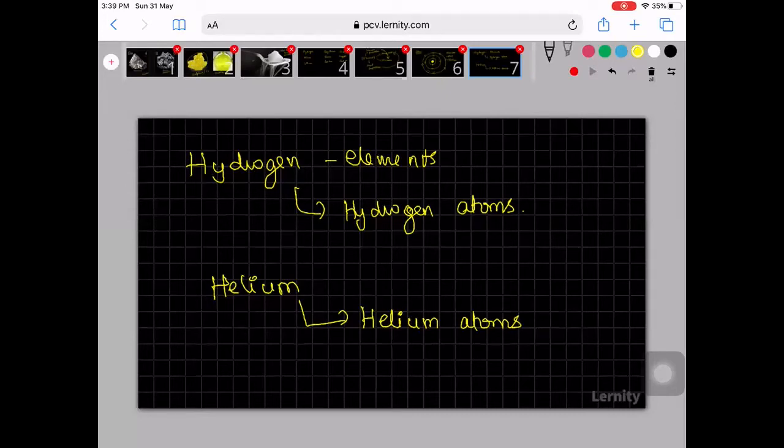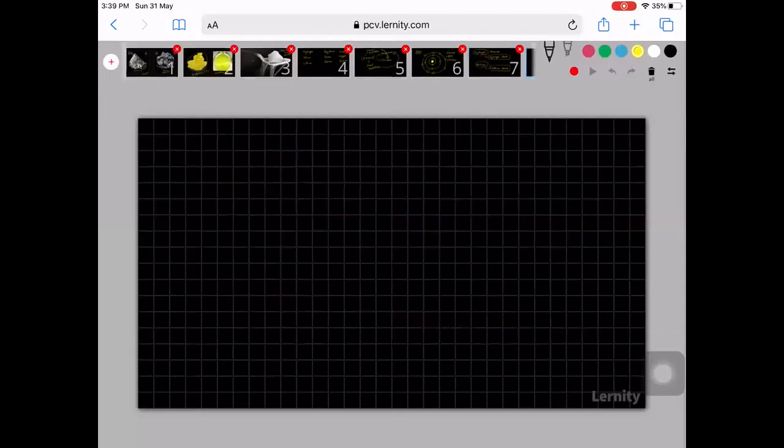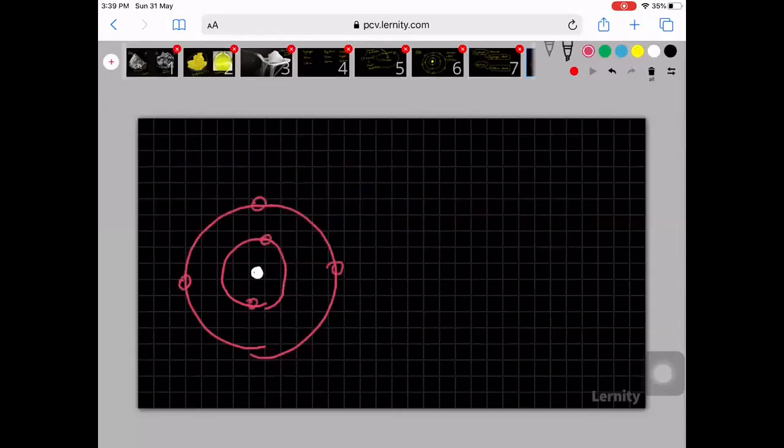So I told you that you have a nucleus, and surrounding the nucleus is the orbit, and in the orbit I have my electrons. Atoms differ not only in the number of electrons, but also in their constituents.